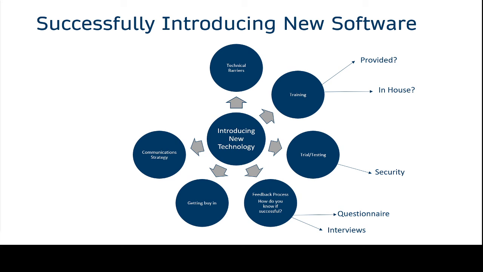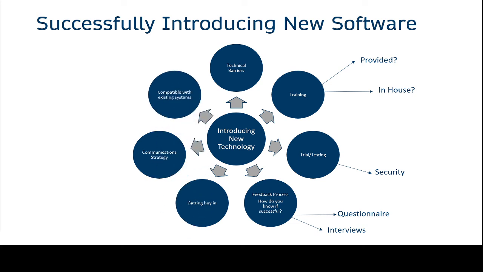Communication strategy, how that change is actually communicated out to people. It's got to be communicated in the right way. People have got to be kept up to date. If people feel like they're missing out, they don't know, other people know more, and it's not up to date, then that's going to have implications for the successful introduction of that new software.